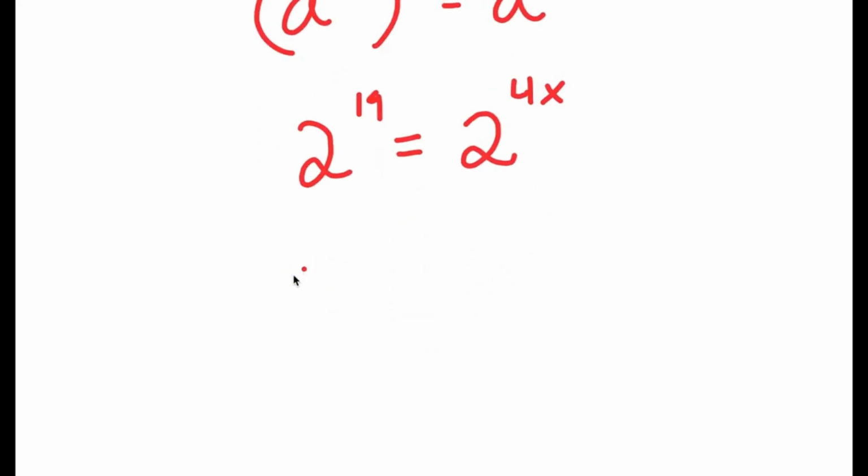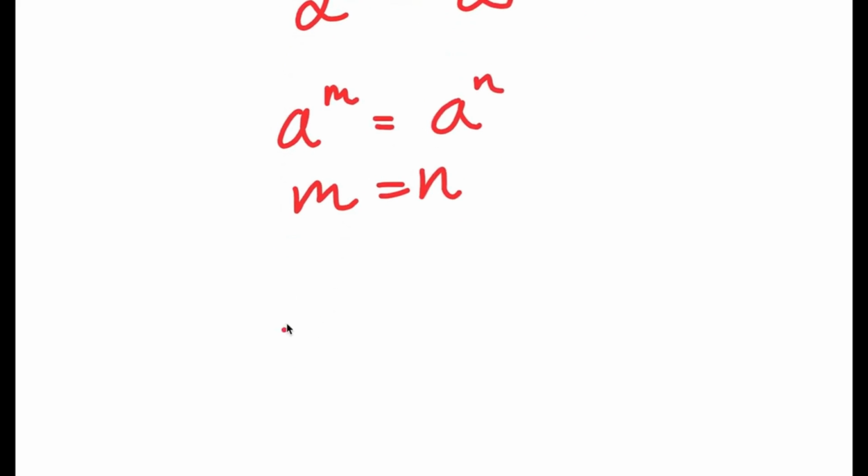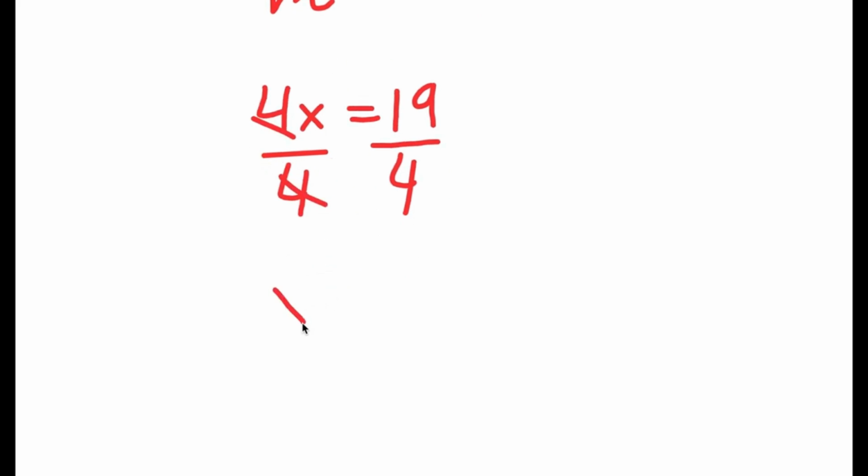Now, if I have something in the form a to the power of m is equal to a to the power of n, this means that m is equal to n. So in this case, 19 is equal to 4x. Now we have a simple equation here. All I have to do is divide both sides by 4, and I get x is equal to 19 over 4.